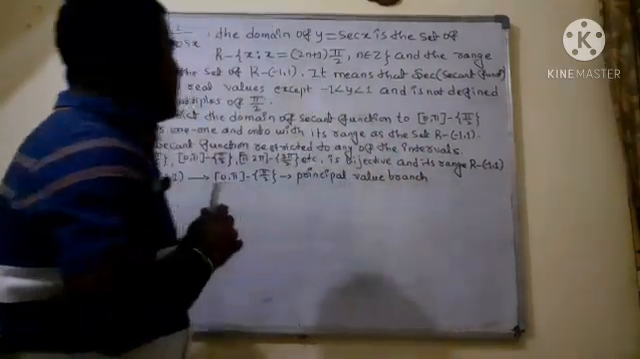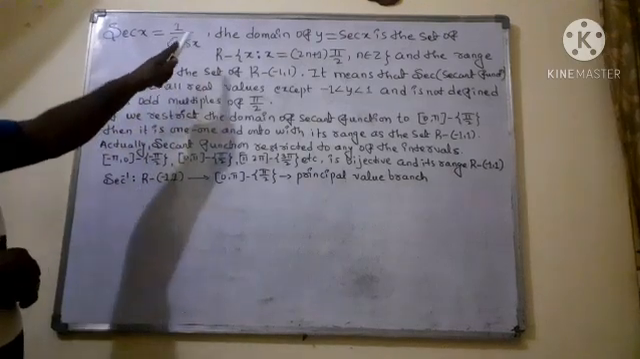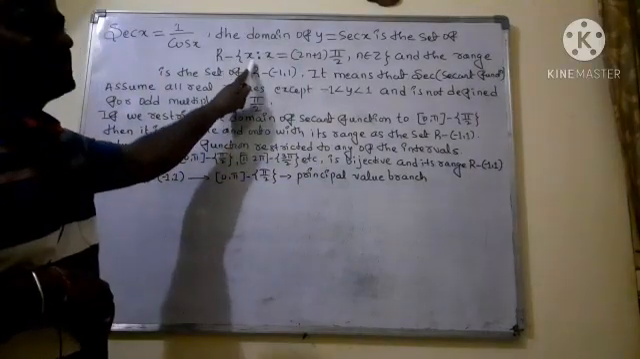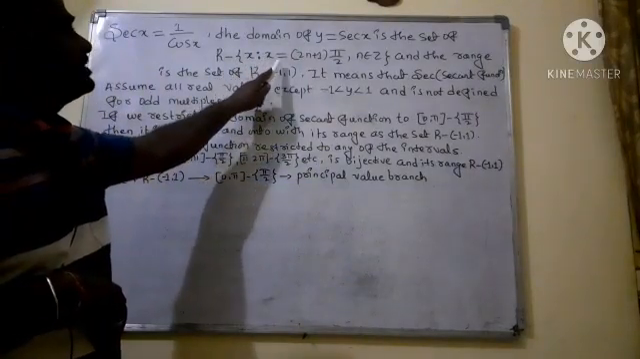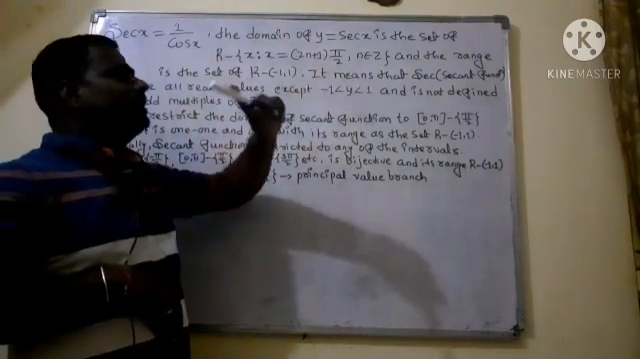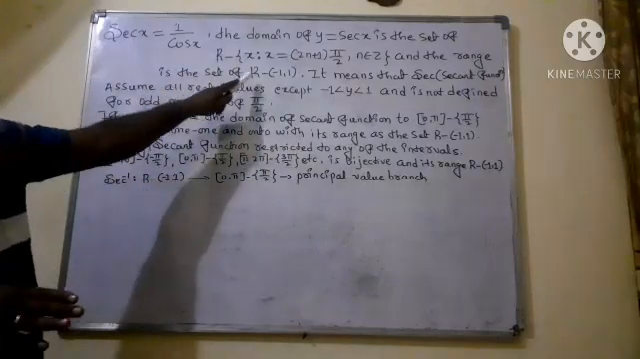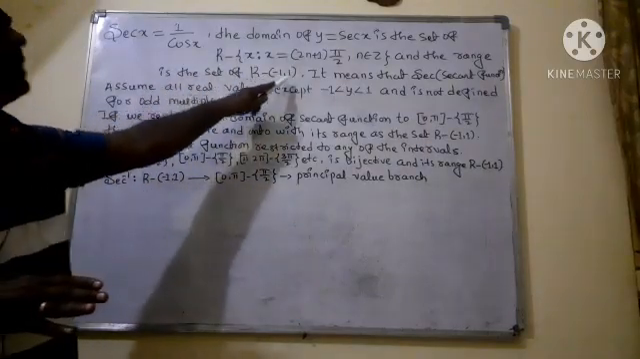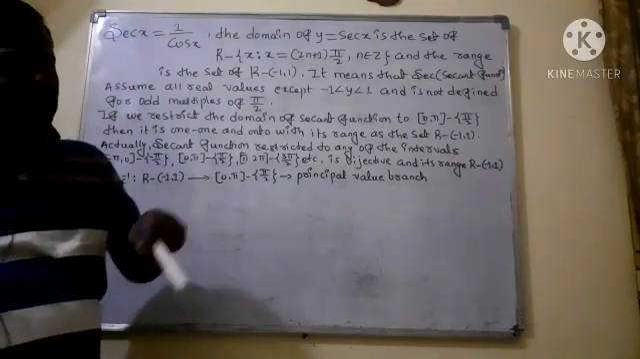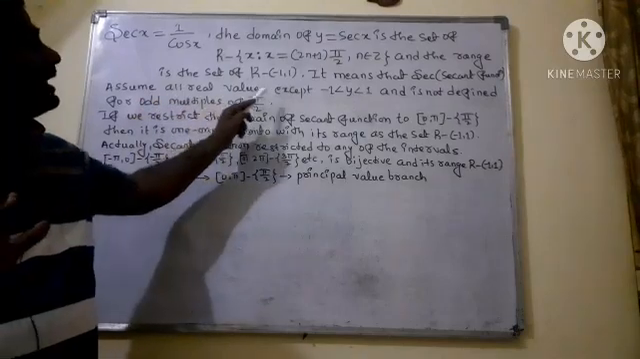Now I am defining sec x as 1 by cos x. The domain of y equal to sec x is the set R except the points x such that x is equal to (2n plus 1) pi by 2, n belongs to Z. And the range is R minus the interval minus 1 to 1. It takes all real values except those.